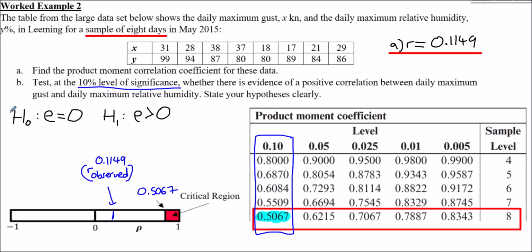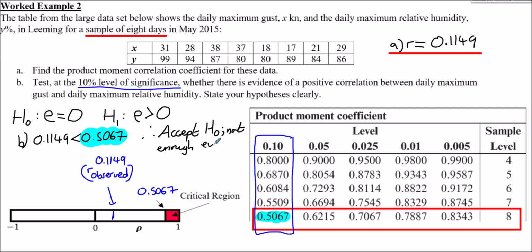So for B, we just need to say this essentially. So for B, all we need to say is that 0.1149 is less positive than the critical value of 0.5067. Therefore, we're not in the critical region, in fact, nowhere near. So then all we need to do is just make a closing statement to conclude. So we just say, therefore, we're going to accept H0, in other words, there's not enough evidence.